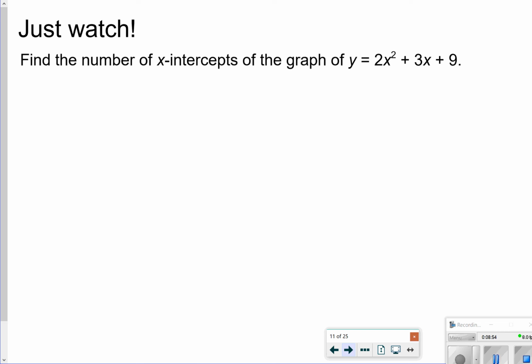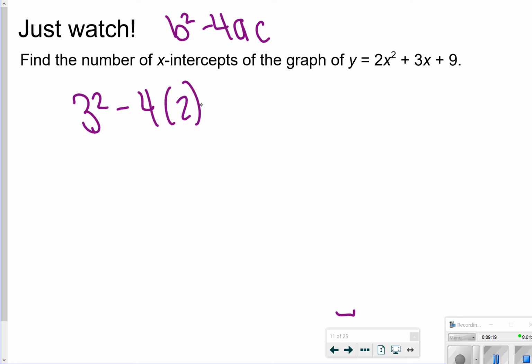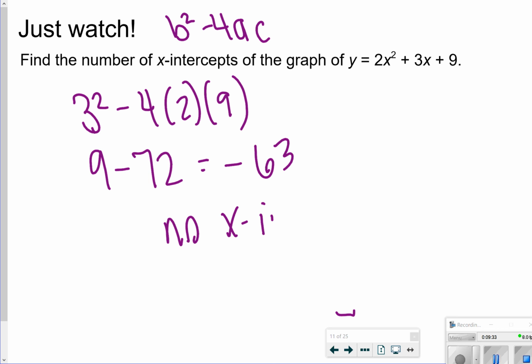The last thing we're going to talk about is how to find the number of x-intercepts on the graph. And this is the same way that you just did, using b squared minus 4ac. Because when you wrote down number 4 in your notes, it talked about how many solutions and how many x-intercepts. So really we're finding the same thing. So we're going to do 3 squared minus 4 times 2 times 9. So that's 9 minus, negative 4 times 2 is negative 8, negative 8 times 9 is 72. I'm going to get a negative number. It's negative 63. So there are no x-intercepts. I'm just going to write no x-int.